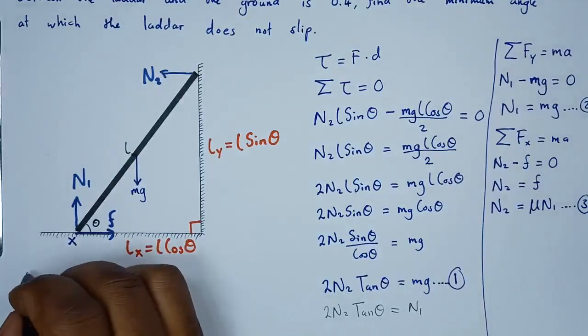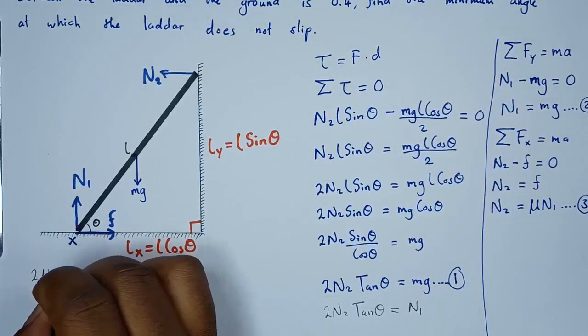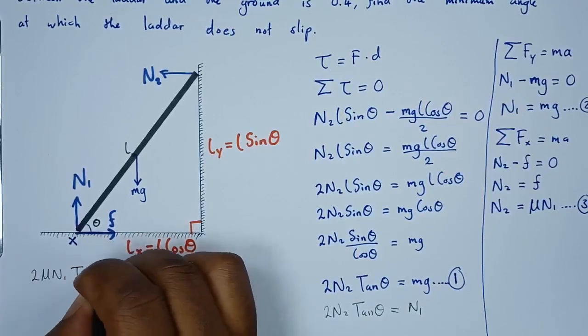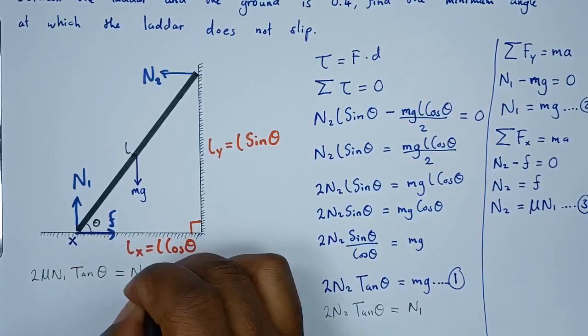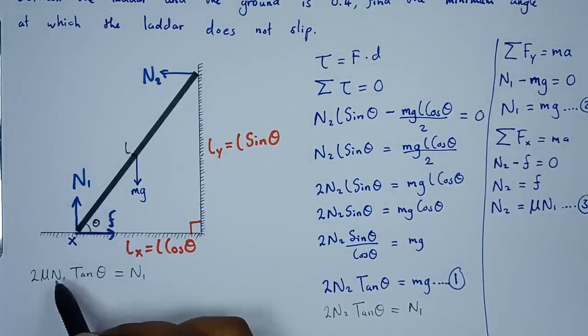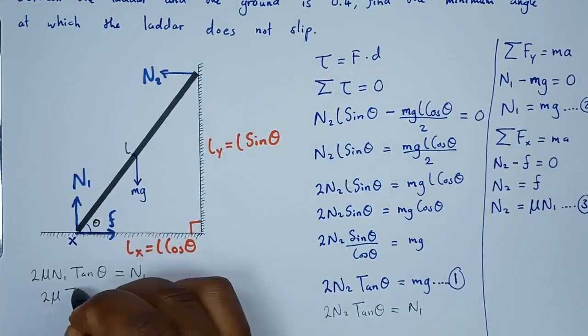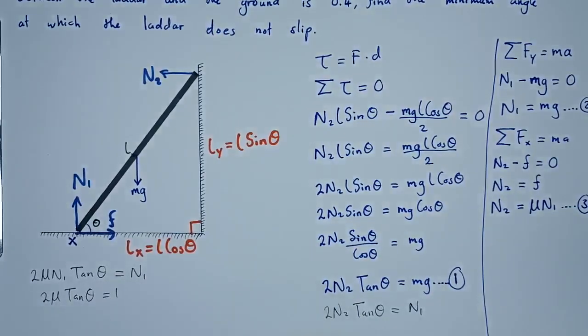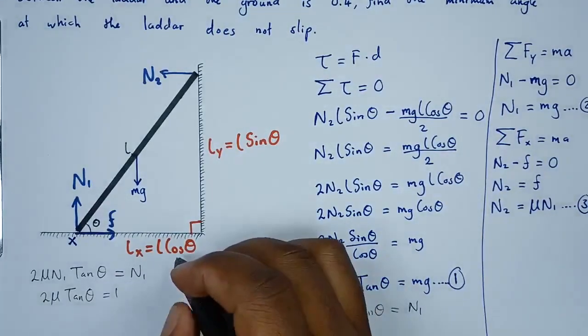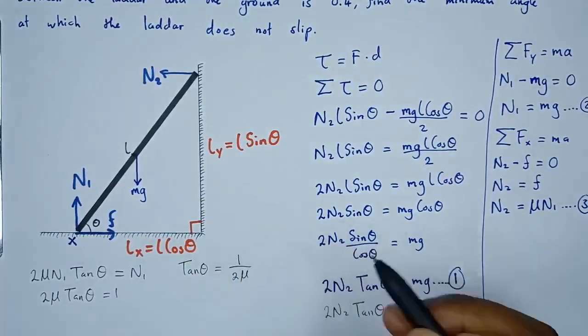What do we get? So let me bring it here. We'll have 2, where there's N2, I'll substitute it with mu N1. Then we have tan theta. Everything is equal to N1, like that. So now that we have that, we can divide both sides by N1 so that it cancels out. Hence we remain with 2 mu tan theta is equal to 1. Then, since we're looking for theta, we can say tan theta is equal to 1 over 2 mu, like that.